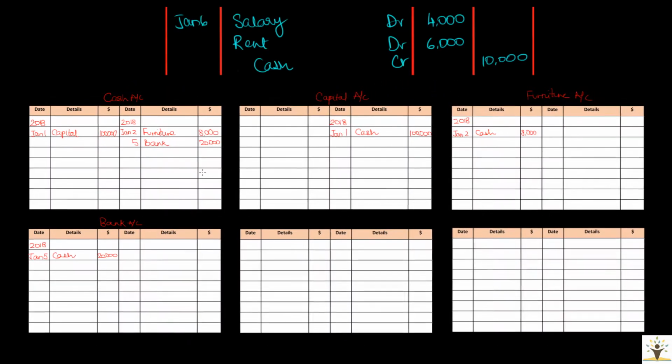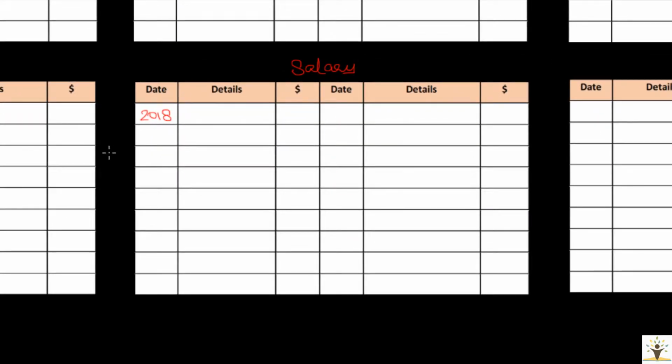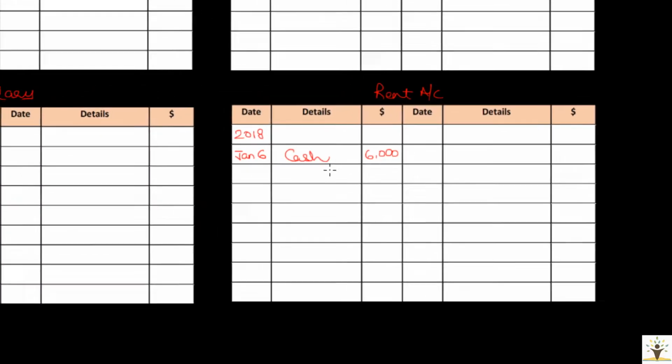Salary was debited and rent was debited by 4,000 and 6,000. Cash is credited by 10,000. So to make 3 entries in the accounts for this transaction, let's make a salary account. On the debit side of salary account, record the date, Jan 6. Details will be the account that is credited and 4,000 in the amount column because salary is debited by 4,000. Same way, make a rent account. On the debit side of rent account, post the entry. Details will be cash and 6,000 will be recorded in the amount column.